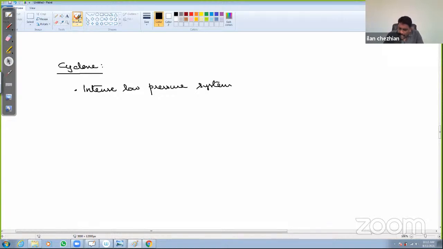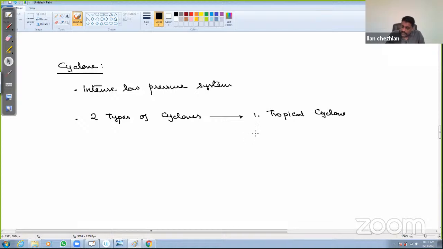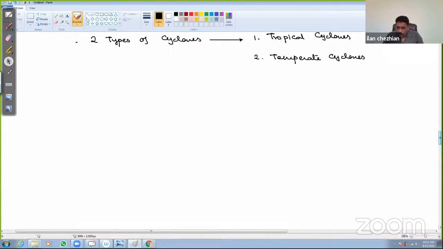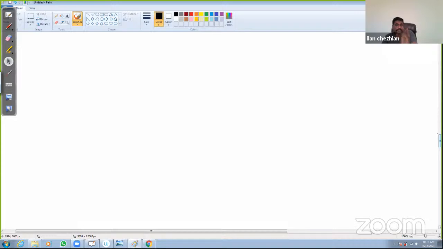Now, when I talk about cyclones, my friend, there are two types of cyclones. Generally, based on the place where exactly it has its weather effectivity, number one, you call them tropical cyclones, and number two, you call them temperate cyclones. Now, we'll just have a general differentiation between tropical cyclones and temperate cyclones.